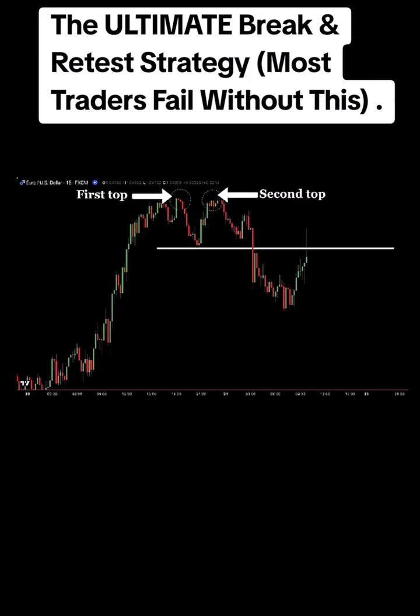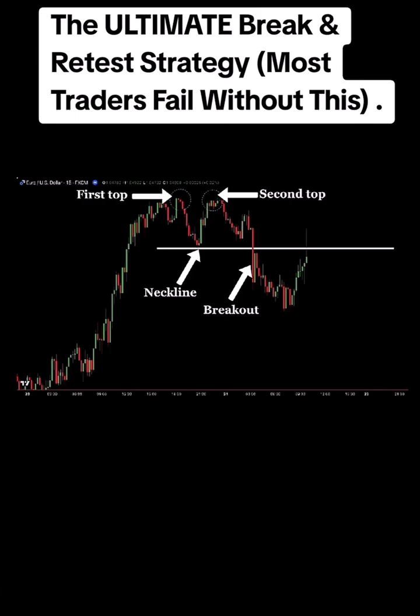The first top forms as buyers push price higher, but it faces resistance and retraces back down. The second top forms when price makes another attempt to break higher, but fails again to surpass the first top. The neckline is created by connecting the lows between the two peaks. This support level is crucial because when price breaks below it, we have confirmation of a potential trend reversal.